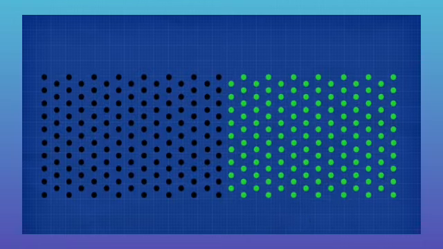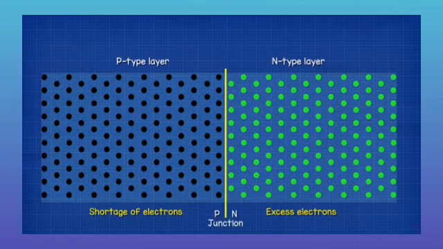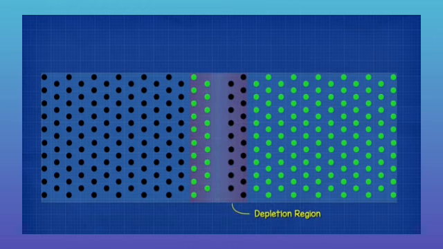So we now have a layer with too many electrons and also a layer with not enough electrons. This joins to form the p-n junction. N stands for negative because the electrons are negatively charged, and P stands for positive because the holes are therefore considered positively charged. At this junction, we get a depletion region.